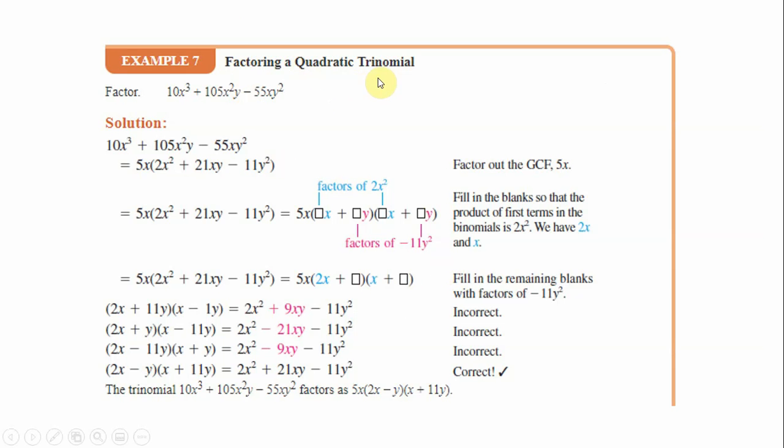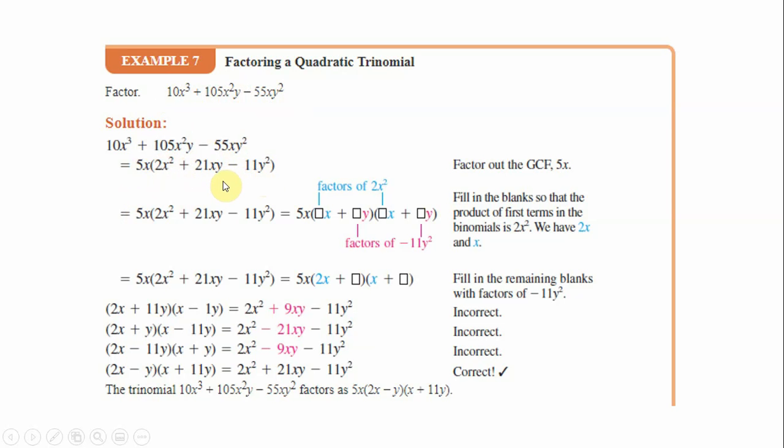So factoring a quadratic trinomial, here's the solution. We're going to take this. Remember we said see if we can factor out the highest, greatest common factor. That would be x. I need to take out of x, so I take out of x. And the greatest numerical factor would be the 5 in here. So if I took out a 5, I would have a 2x squared. The 5x would be the 2x squared plus 21xy because I've taken out one of the x's, and then the minus 11y squared. And now I'm going to take this and see if I can factor it.